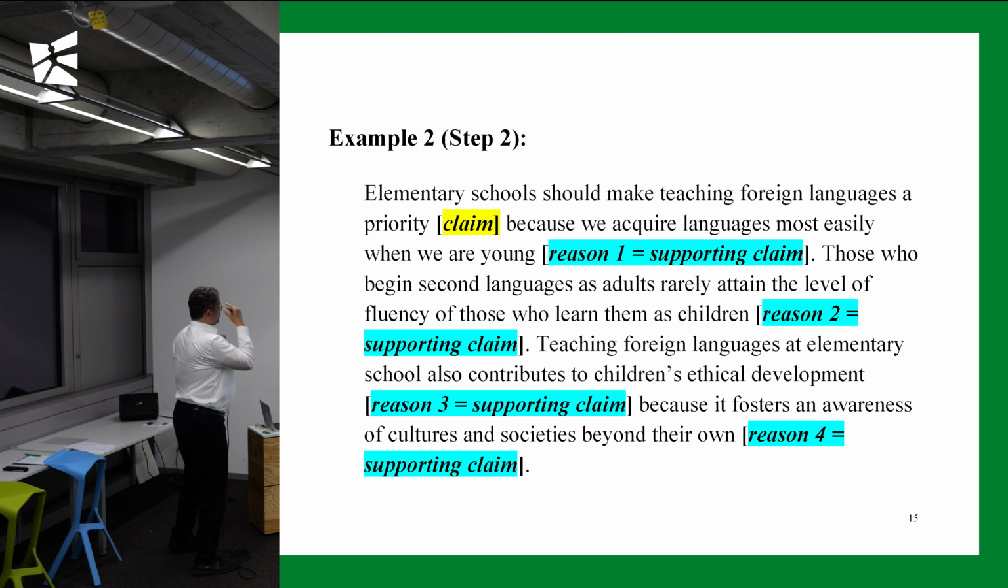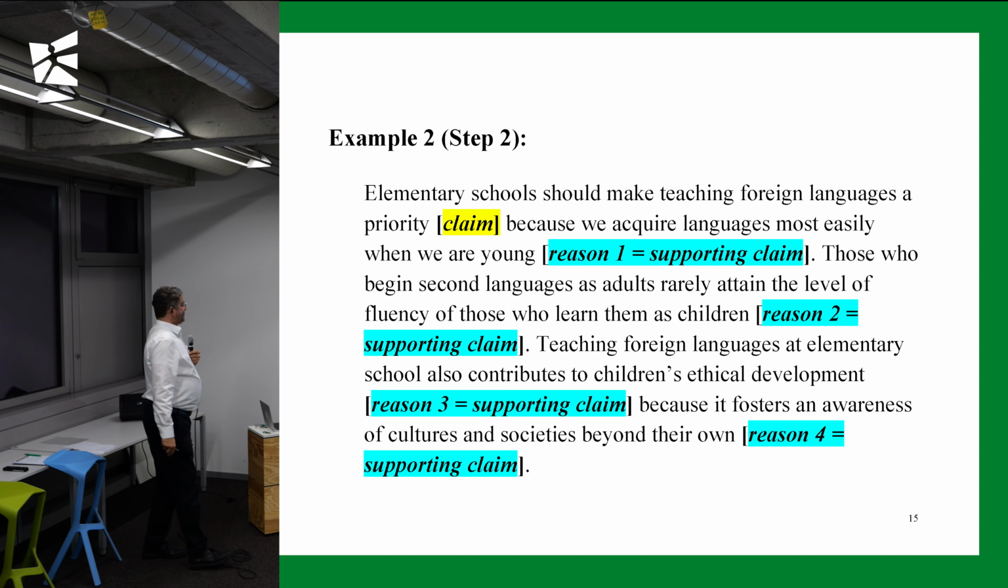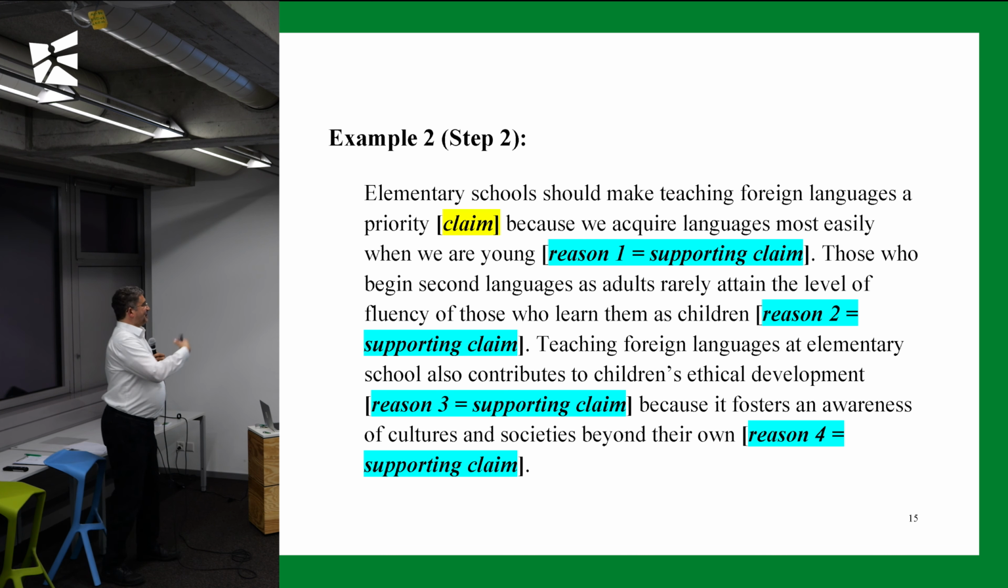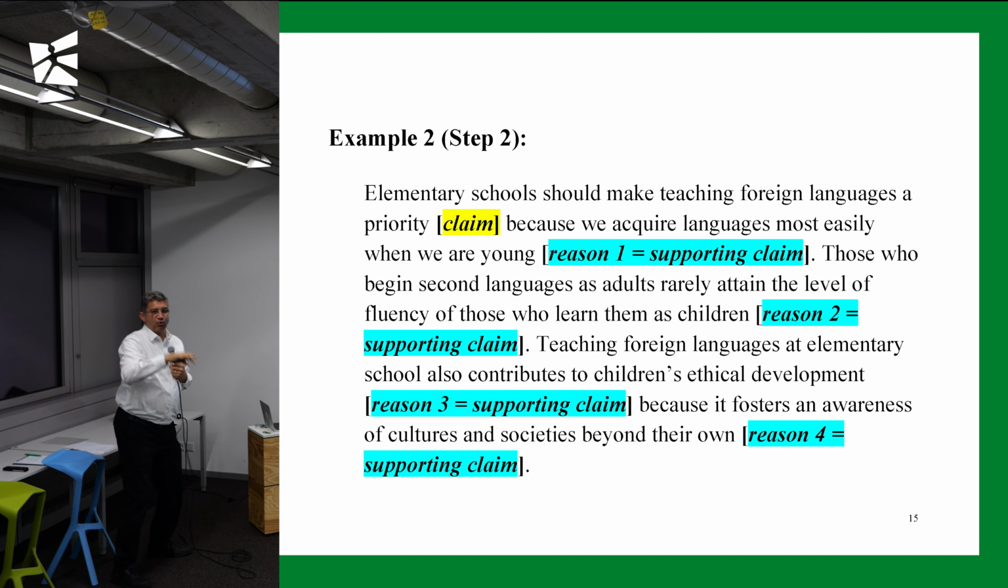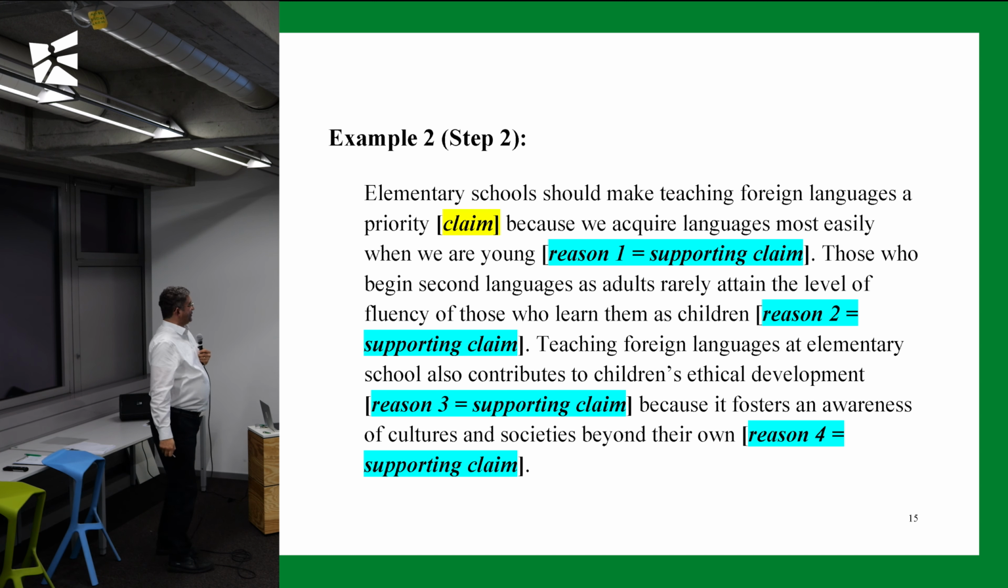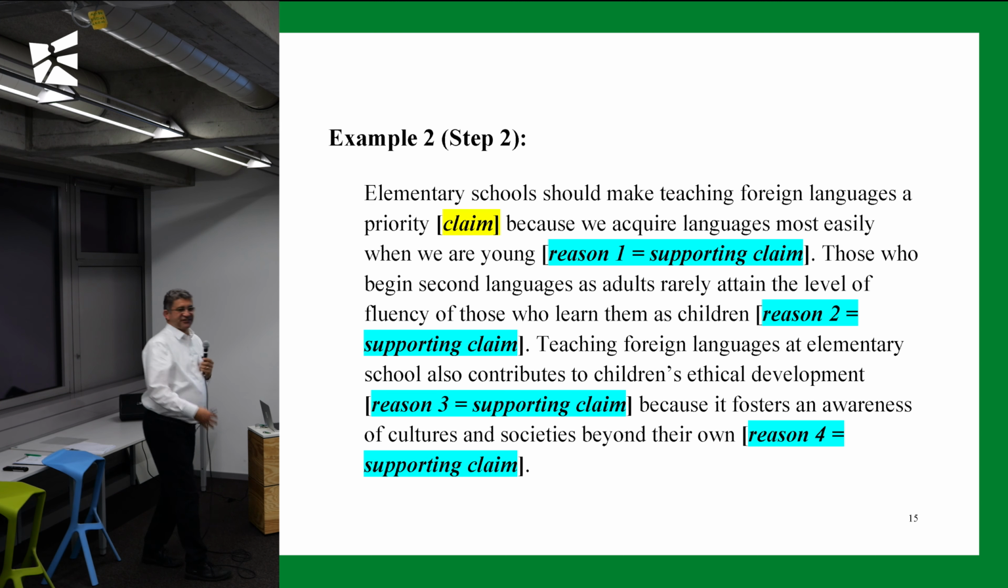So, step 2. Elementary schools should make teaching foreign languages a priority. Still the same claim. Because we acquire languages most easily when we are young. That's my first reason, and in argumentative theory, that's what we call a supporting claim. It's another claim, but of course it appears to be a reason. It is a reason. Those who begin second languages as adults rarely attain the level of fluency of those who learn them as children. It's a second reason.